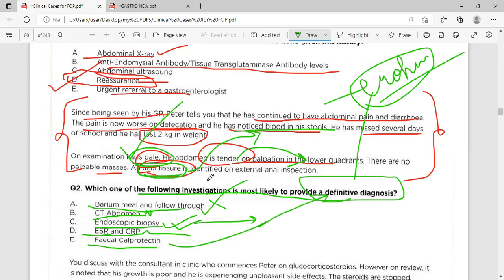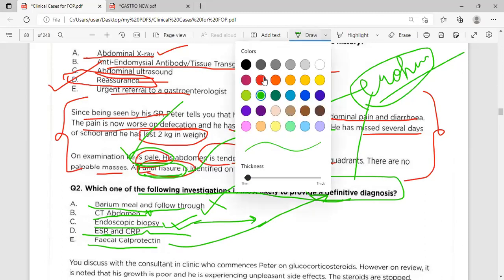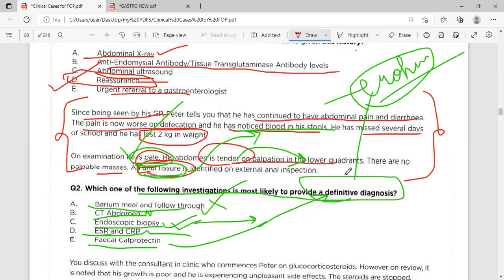It is very non-specific. They are not asking for a screening investigation. They're asking us about a definitive investigation. How can we reach a definitive diagnosis? If they ask for a definitive diagnosis, definitely if it is a case of Crohn's, we'll do endoscopic biopsy. If it is a case of ulcerative colitis, we'll do colonoscopic biopsy. Are we clear here? Everybody is clear?